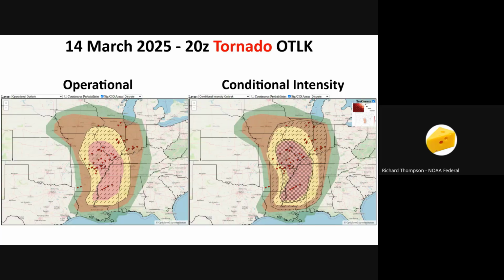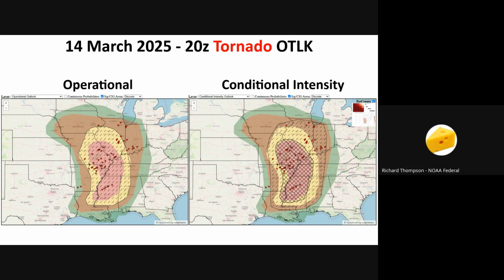In the conditional intensity outlook, you notice that the hatching goes farther downstream, and this is to allow for the possibility that, hey, if a supercell gets going, even though the probability of a tornado is lower as you go to the east or northeast, if a supercell or something survives, there's still some potential for a higher impact event.